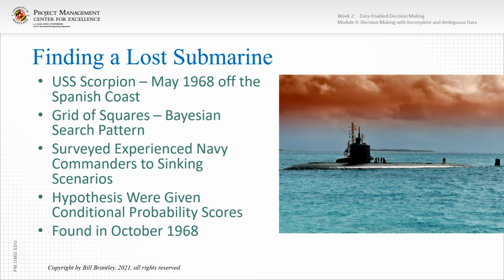They did find the USS Scorpion using this system in October of 1968. What happened is that the USS Scorpion had a problem with its engines, and it sank to what they call the crush depth and basically imploded underwater. They found the wreckage scattered around those grids, and an interesting thing is that these were in the high probability area. So this shows that Bayesian statistics can help you when you have incomplete and ambiguous data.